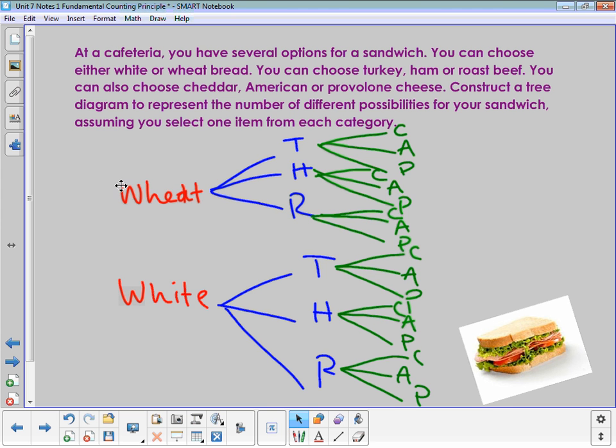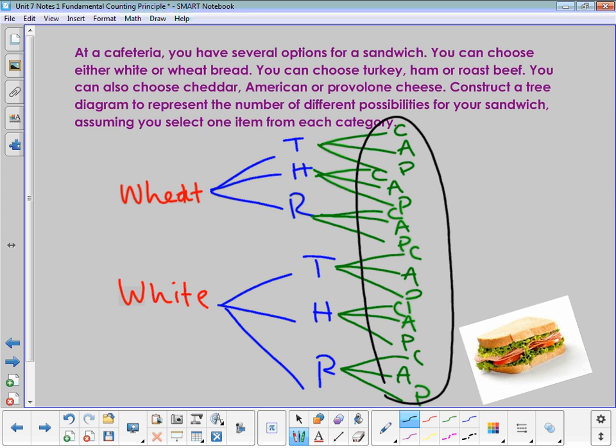Now, the way we look at a tree diagram and interpret the results is that the number of options that we have are in this last branch. The last branch is where we want to look. So I'm going to look at these options and I'm going to count them up. 1, 2, 3, 4, 5, 6, 7, 8, 9, 10, 11, 12, 13, 14, 15, 16, 17, 18. So there's 18 different sandwiches that we can make.